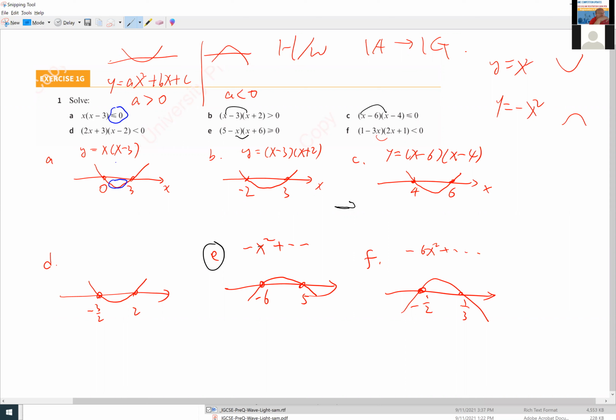Good, the second one. Above or below, Selena? Oh, this is bigger than zero, so here and here. Below. So check on x, just right here. Oh, x here, here. x is just here.